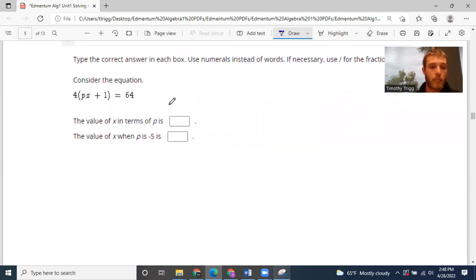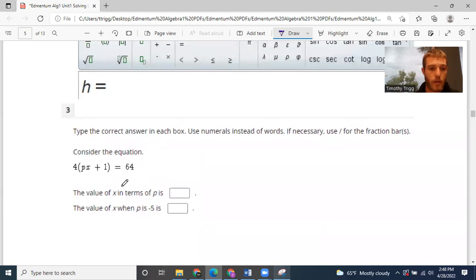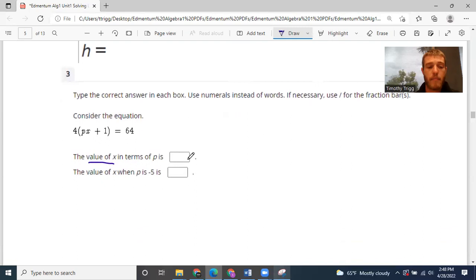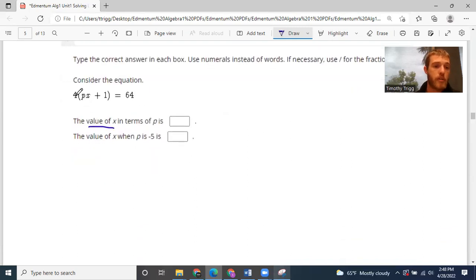Okay, for this one, let's see. Find the value of X in terms of P. So we want to solve for X. Notice the 4 is a factor of this side over here, so we can divide by 4 on both sides of the equation, giving us P times X plus 1 equals 64 divided by 4. I believe that's 16. Yep, 16. Subtract 1 on both sides to cancel this 1, giving us Px equals 15.